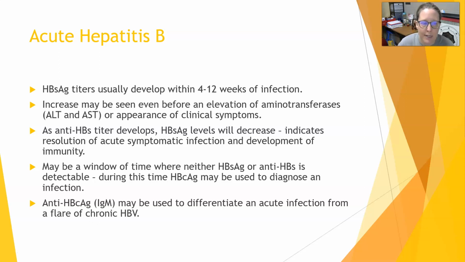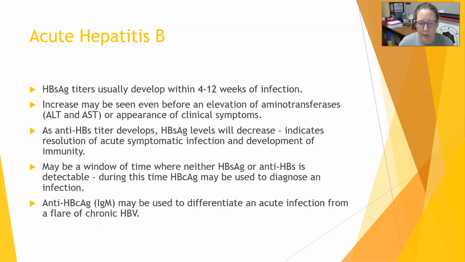As the anti-hepatitis B surface antibody titer develops, the hepatitis B surface antigen levels will decrease because the antibodies are neutralizing the antigens. So that indicates resolution of the acute phase of the infection and the development of immunity against hepatitis B.